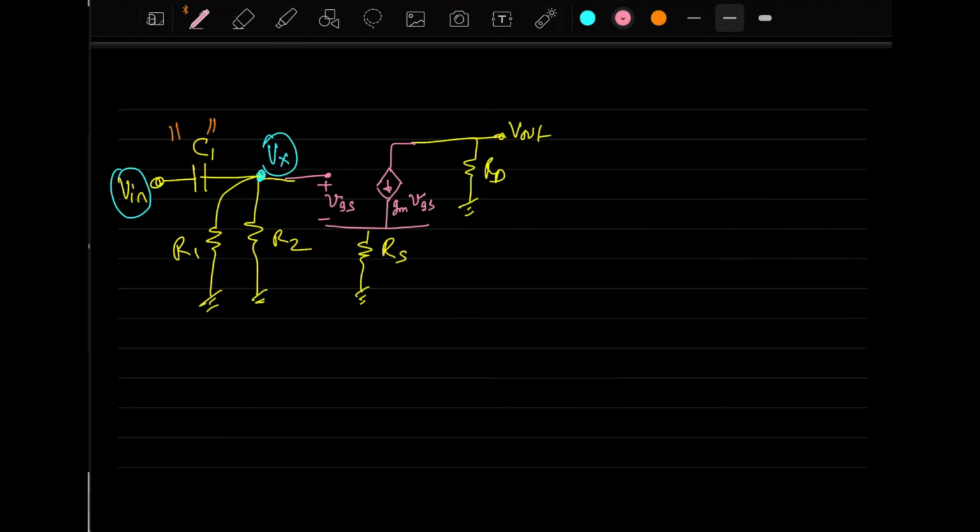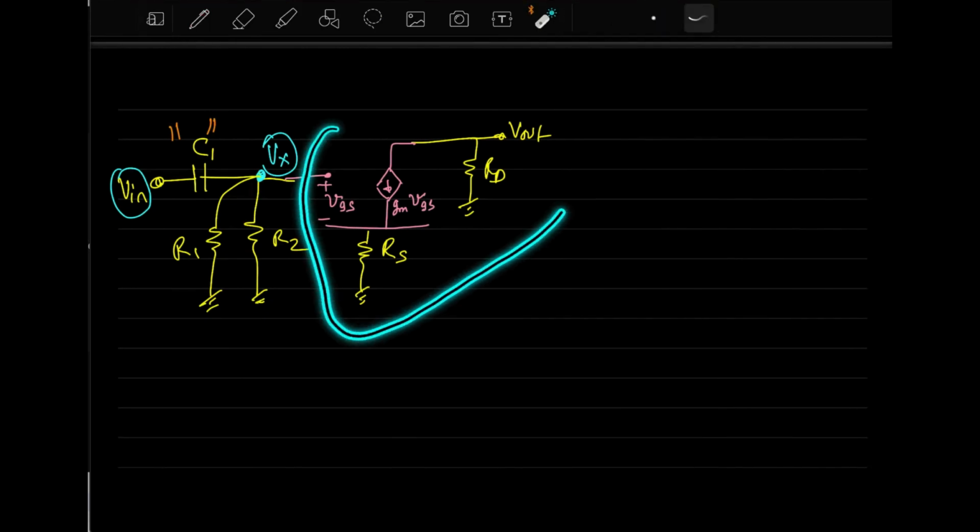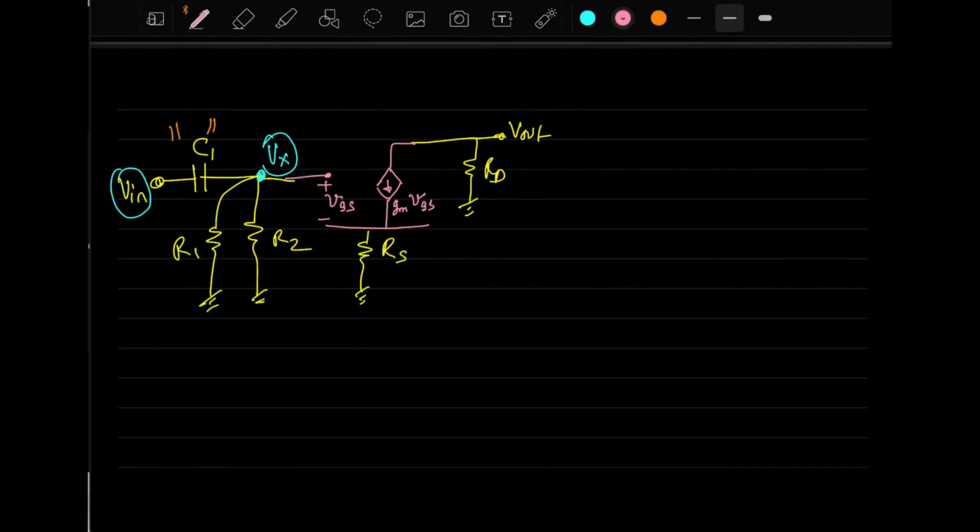But what you have to do now is focus on this part of the circuit. If I focus on this part of the circuit, then I can write Vout as minus gm VGS times RD. Can I write it or not? Because the current is flowing like this. So you can write Vout as minus gm VGS times RD.